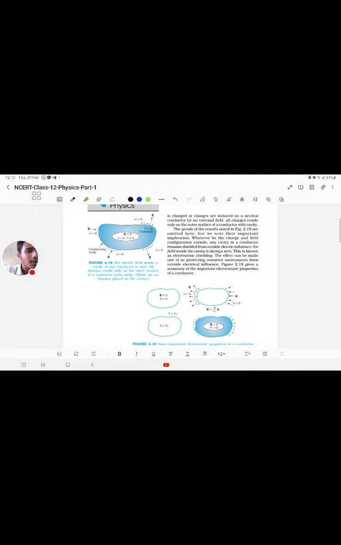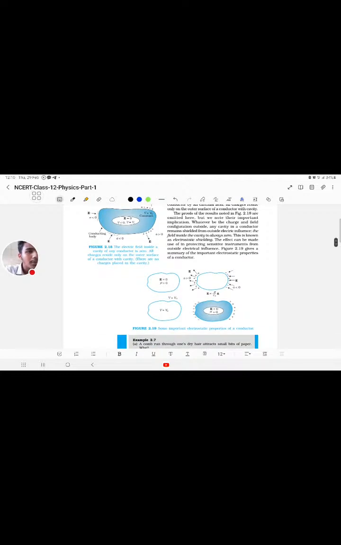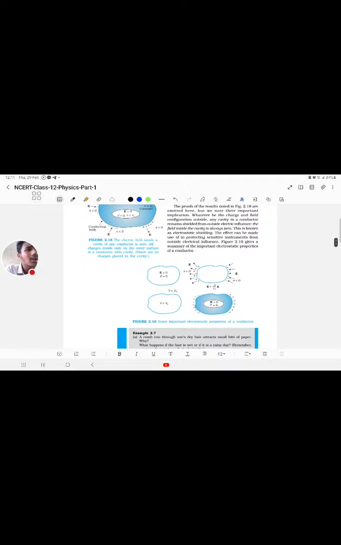Figure 2.19 gives a summary of the important electrostatic properties of a conductor. Basically, inside a conductor, the electrostatic field is going to be 0. And if I have a cavity as well, no matter what the configuration outside the conductor is, whatever field or charges are present outside the conductor or on its surface, the field inside the conductor is going to be 0. And the potential is going to be equal to the surface potential, that is V0 or whatever. And that's what we call electrostatic shielding.